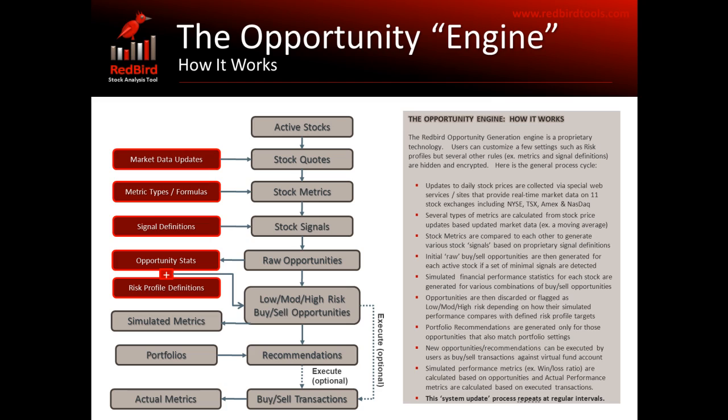Simulated performance metrics, for example win-loss ratio, are calculated based on all opportunities that are in the system, whereas actual metrics are calculated based upon executed transactions. Users can compare both metrics to assess the overall performance and stability of the system. This entire cycle of going from active stocks to opportunities and recommendations and simulated metrics is repeated on a regular interval.